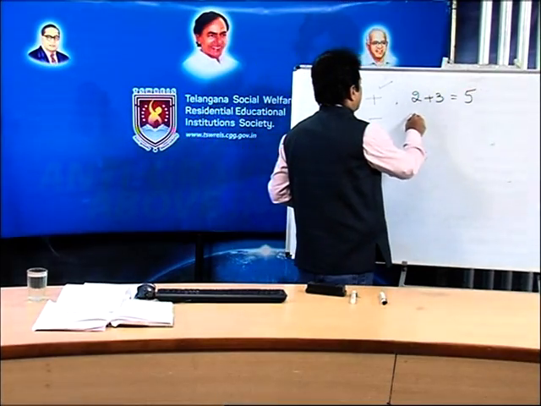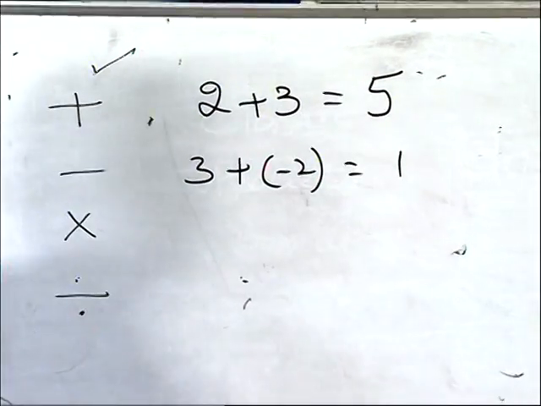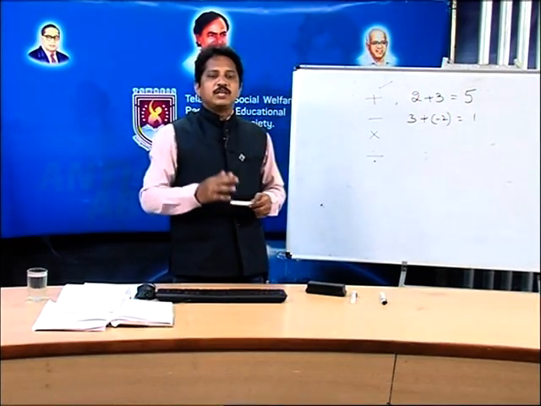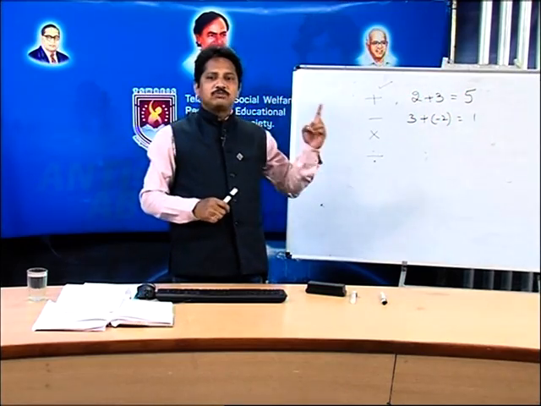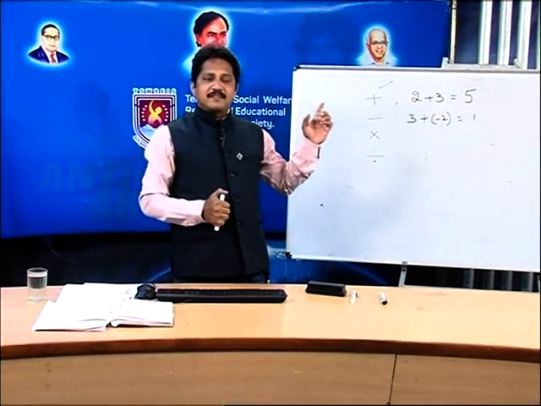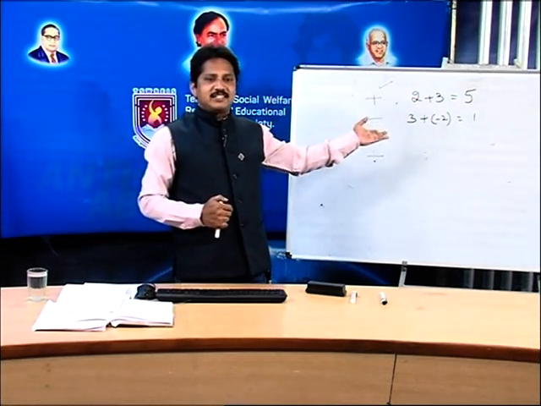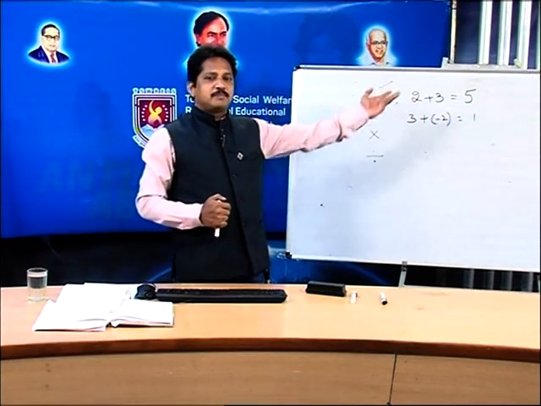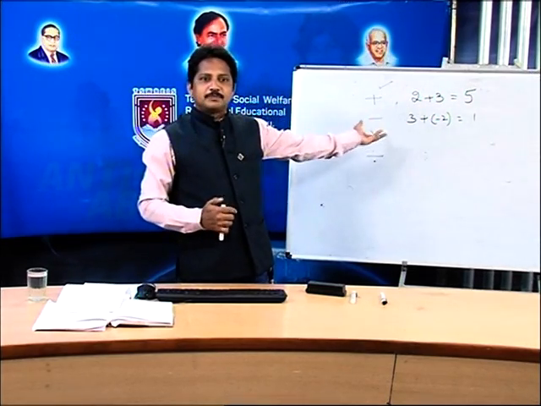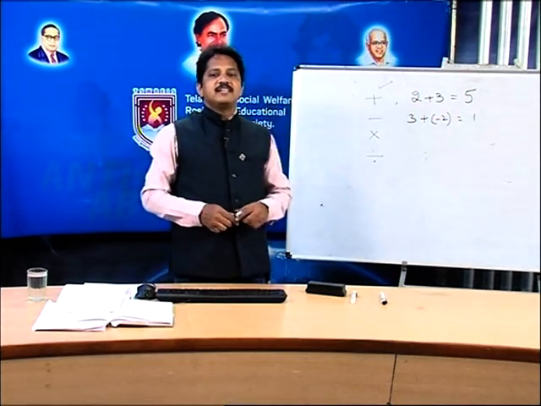Is it clear? Okay. For example, if it is given as 3 plus minus 2 is equal to 1, so minus 2, 3, 1, where do you find all these numbers? In integers. What is the operation there? Addition. And what are the numbers? Integers. And if you see one side two numbers, other side one number, so it is a closure property. So we can call it the additive closure property in the integer set.